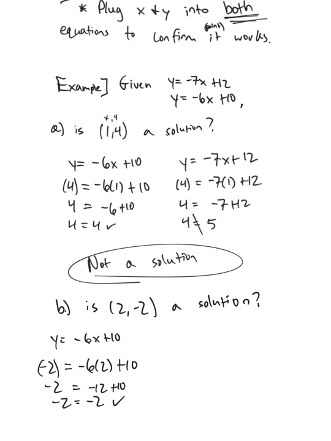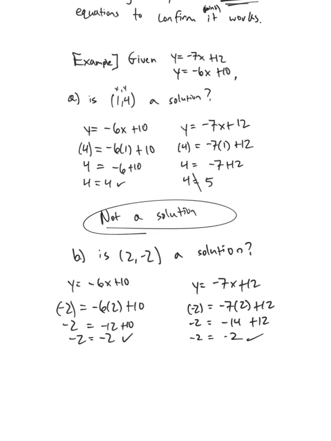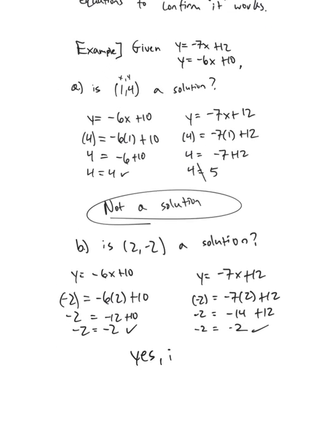Just like last problem, we need to check the other equation. Is it true for negative 7x plus 12? Again, y is negative 2 equals negative 7, substitute 2 for x. So negative 2 equals negative 14 plus 12. Yeah, negative 2 equals negative 2. So, guys, because this point satisfies both of your equations, we say yes, it is a solution.